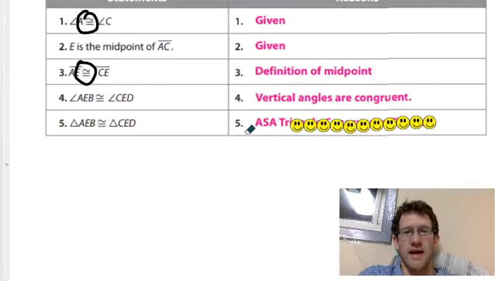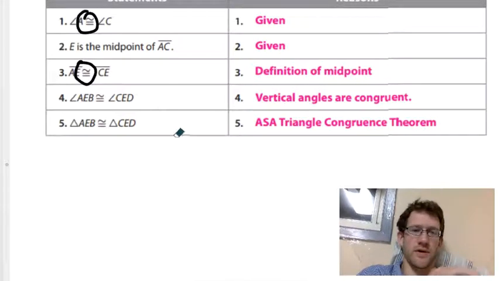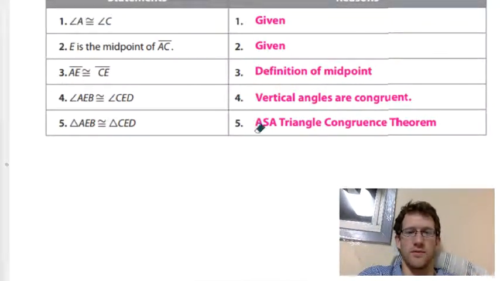It's also fine to just put ASA. You don't have to put the whole triangle congruence theorem. I'm happy with you just writing down ASA.